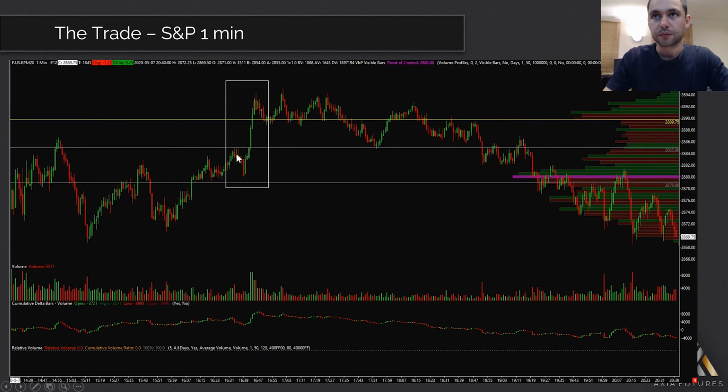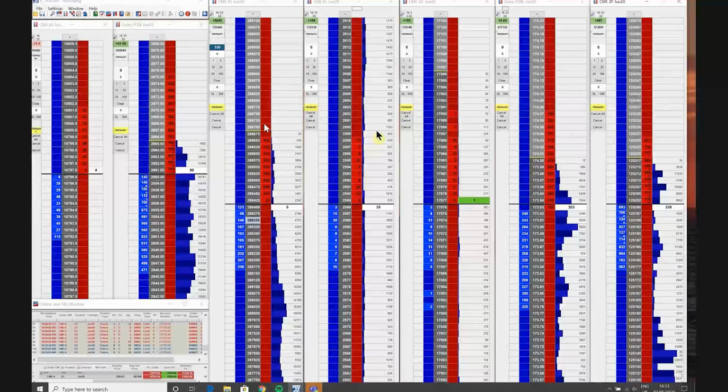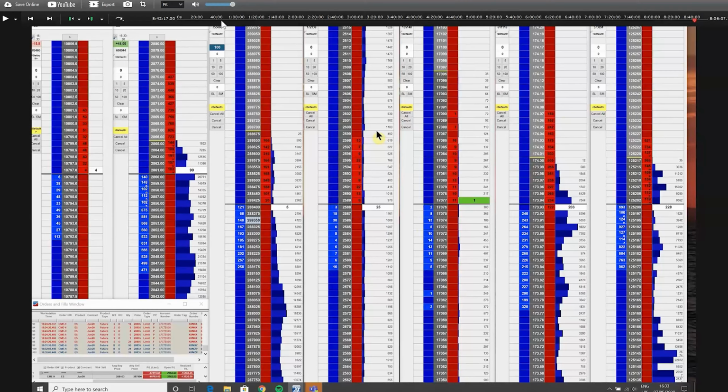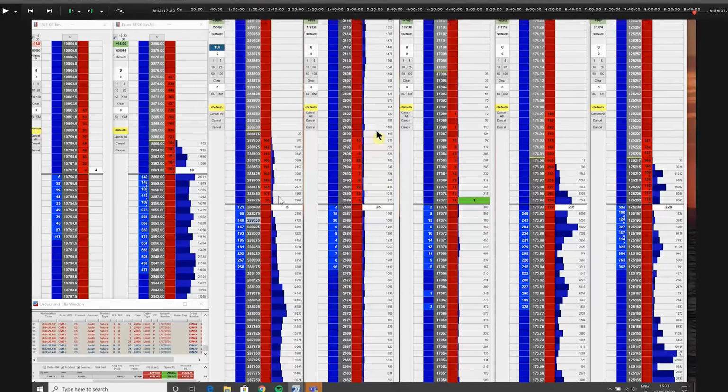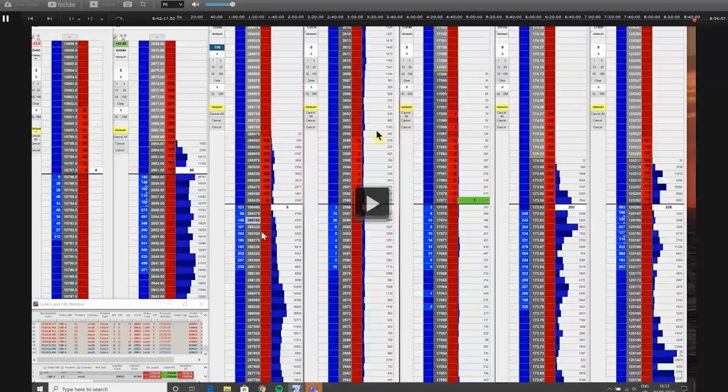Now where we get in, the trade is already long, and we're just going to look at a bit of the trade management and then look at the actual move. Okay, let's get into it. So these are the ladders, and this one here, third from the left, is the S&P ladder, and as you can see, we're 100 lots long. Alright, let's get this going.